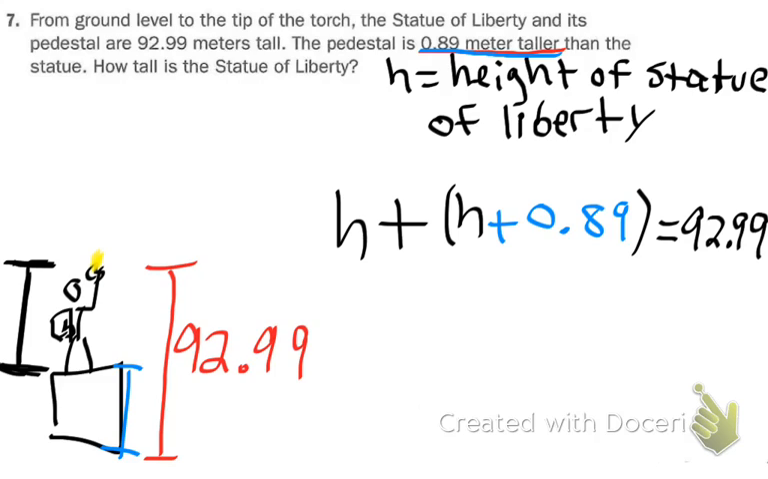Sorry for the confusion. That is the equation for number 7, and you're now going to solve that to find just the height of the Statue of Liberty, just this portion right here, since that's what h stands for. Show your work.